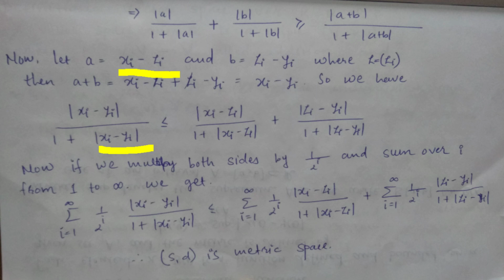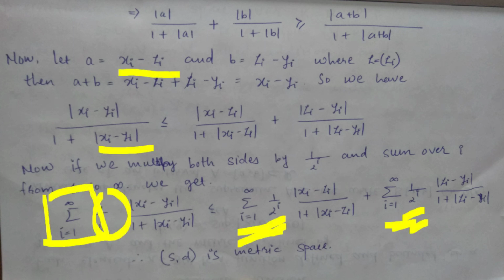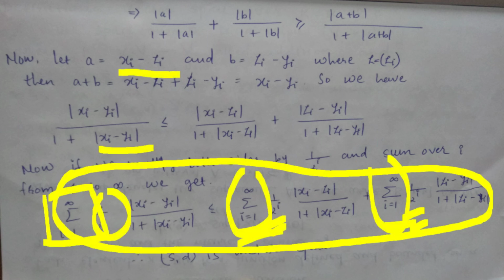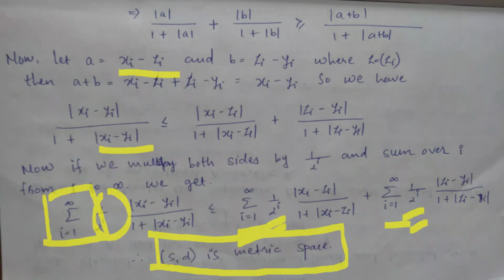If we multiply both sides by 1 upon 2 raised to i and sum from 1 up to infinity, we get: first we multiply both sides by 1 upon 2 raised to i, so it is 1 upon 2 raised to i here, and here, and also here. And then put the summation here and here, so it is summation i equal to 1 to infinity, here and here. So this is the triangle inequality for our metric, that is, summation i equal to 1 to infinity of 1 upon 2 raised to i times modulus of xi minus yi upon 1 plus modulus of xi minus yi. And from these four properties, we can say that this is a metric space.